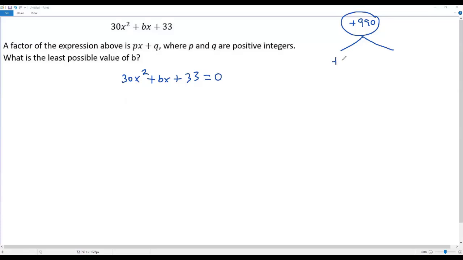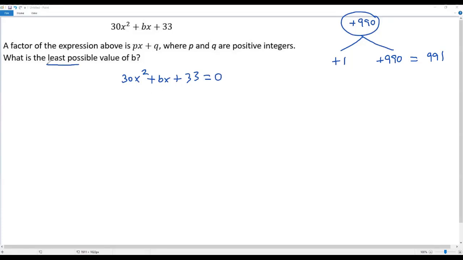Let me start by taking a positive 1 as the first factor for 990. Then the corresponding second factor will be positive 990, so that when I multiply these two values, I'm getting 990. When I add them, that's the coefficient of x in the quadratic equation, the value of b. So the addition of the two factors I'm writing over here is the value of b. When I add 1 and 990, I'm getting positive 991, which is the value of b, the coefficient of x.